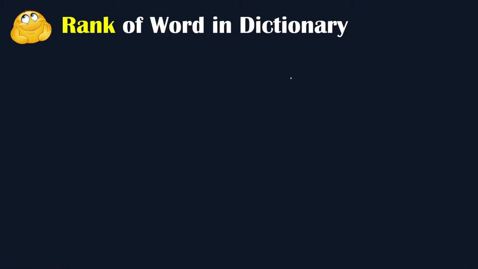So now we are going to discuss the rank of a word in a dictionary. What do you mean by this? What do you mean by rank of a word in a dictionary? Suppose we have been given a word, and if we arrange the alphabets involved in that word in all possible ways, we are going to get different words. And now all these words are put in a dictionary in alphabetical order.